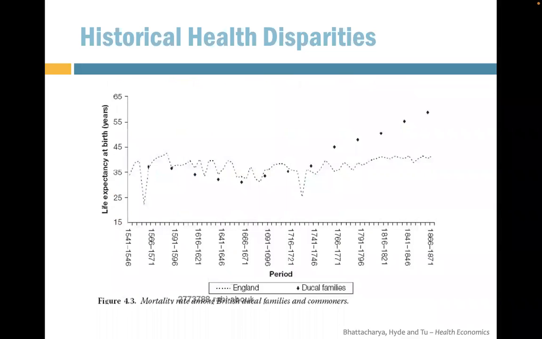Okay, so another piece of evidence shows historical health disparities in England and Dunkle families. I'm not sure how this one is related because we don't have a lot of background on this, so we're going to pass on this one.